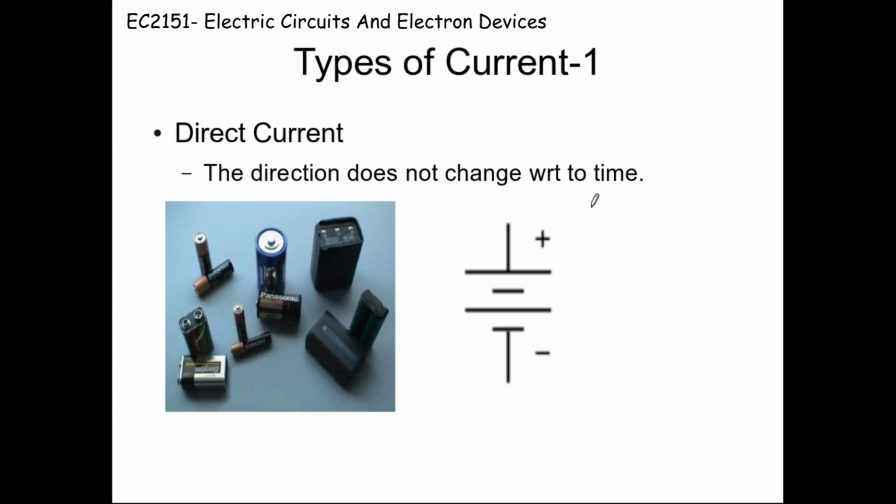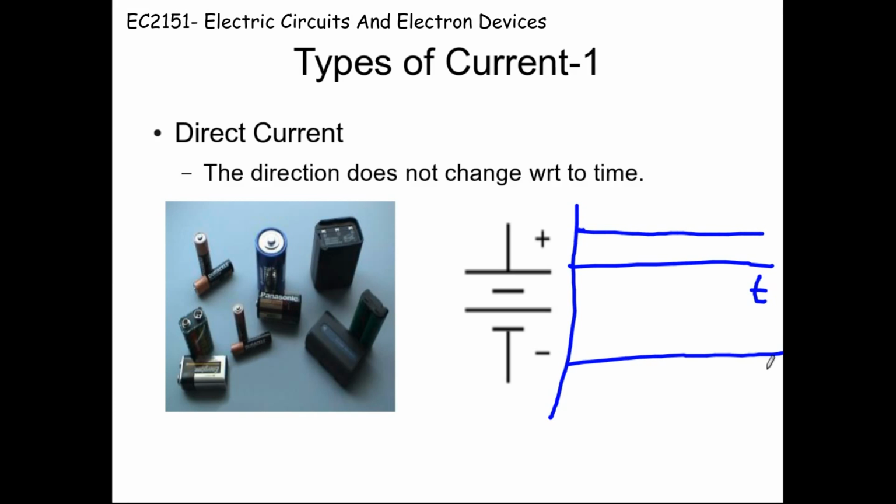If we draw a graph for a direct current with respect to time t, the output will be always positive or always negative, and it does not change with respect to time. So it will be either in the positive direction or in the negative direction. That's all about direct current.